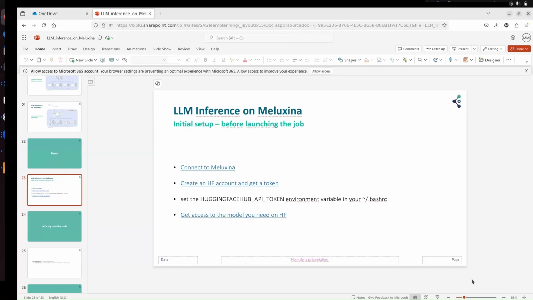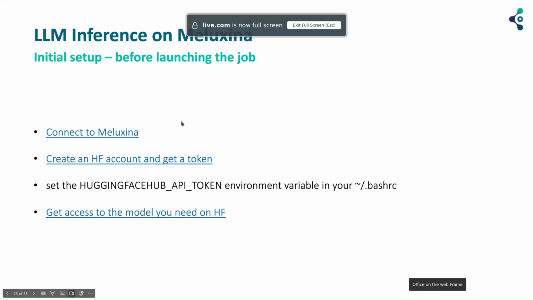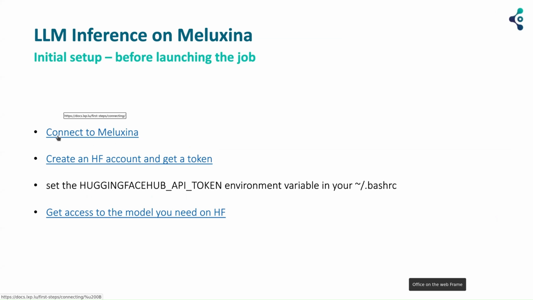Before this, sorry, I'm just going to mention that I will share my slides, and I've put some basics on how to connect to MeluXina, and how to create a Hugging Face account and get a token. Maybe you mentioned it in the previous talk. Do not forget to have the Hugging Face Hub API token environment variable set up, and to get access to the model you need on Hugging Face. I've already done these steps on my side, and you can reproduce them later if you want to reproduce this demo. But I guess that you're all set up already from the previous talks.